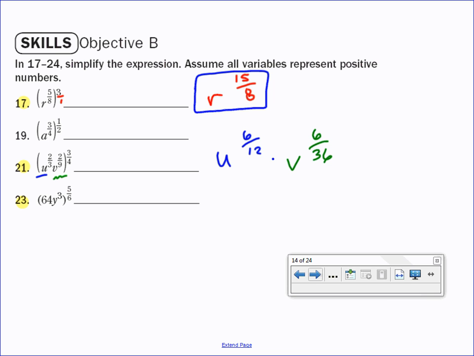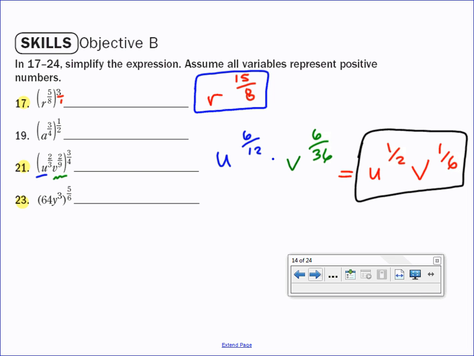6/36. And in a final step, we'll go ahead and reduce our exponents. U to the 6/12 is the same as u to the 1/2. V to the 6/36 is the same as v to the 1/6. And we're done. So we've raised a power to a power by multiplying exponents and then reduced our exponents to simplest form. What questions do you guys have about 21?